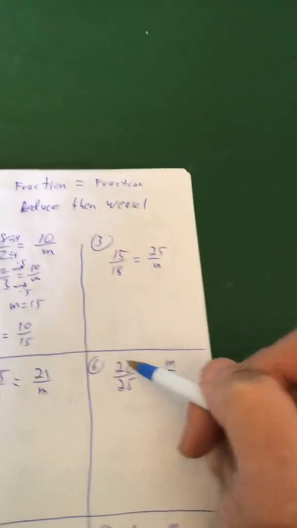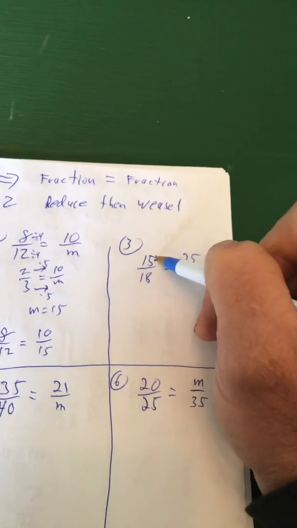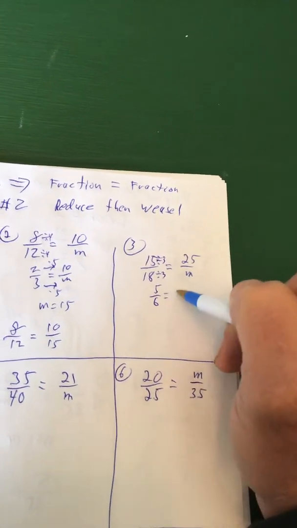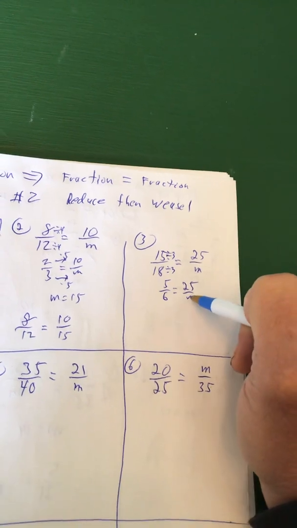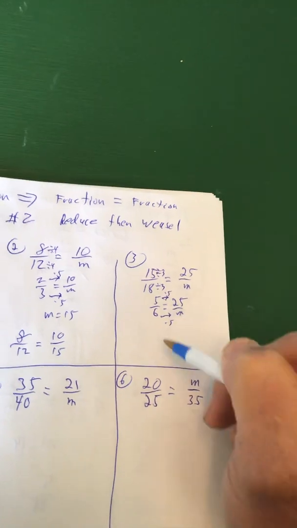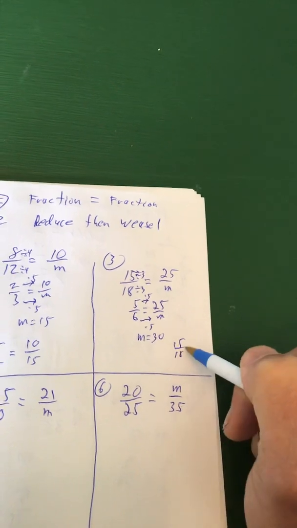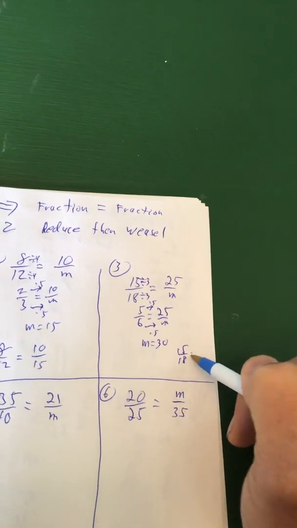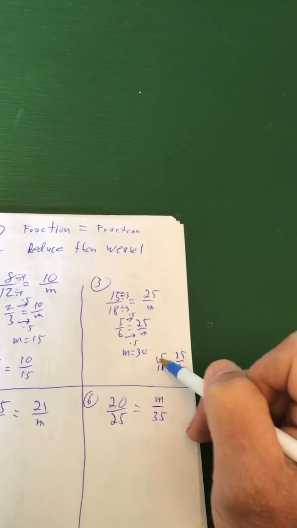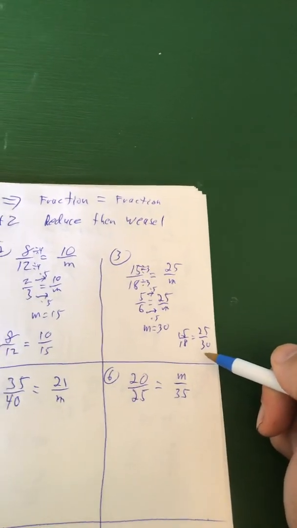So hopefully you got it now. Number 3. Hit pause, copy, and do it. I'm going to divide both these by 3. So that's 5 over 6 equals 25 over m. And then this is just going to be times 5. So this is times 5. So m equals 30. Now I'm just going to write it. 15 over 18 equals 25 over 30. This reduces to 5/6. And this is going to reduce to 5/6. So I'm right, and I know I'm right.